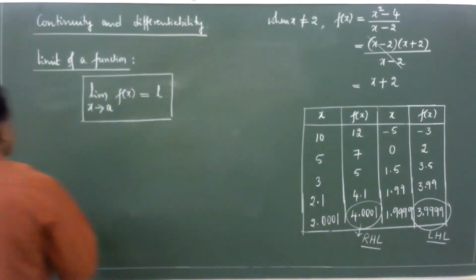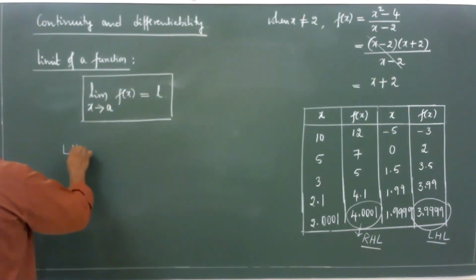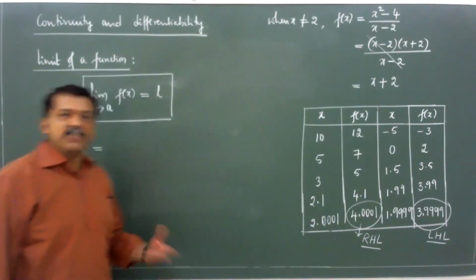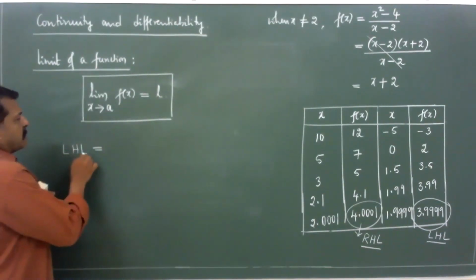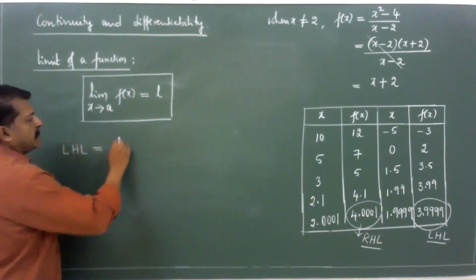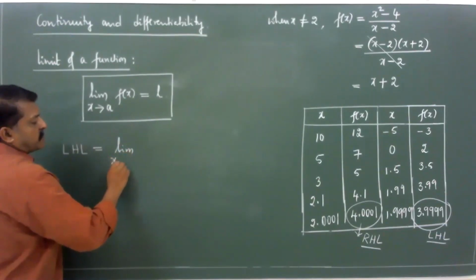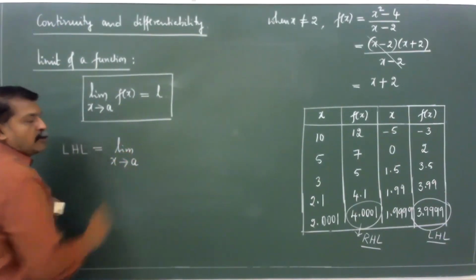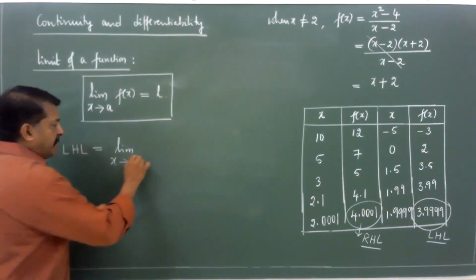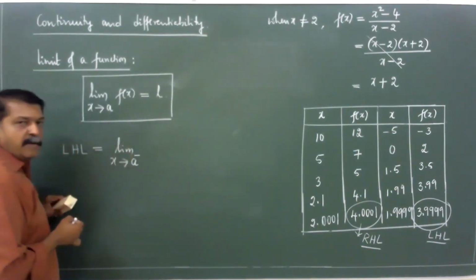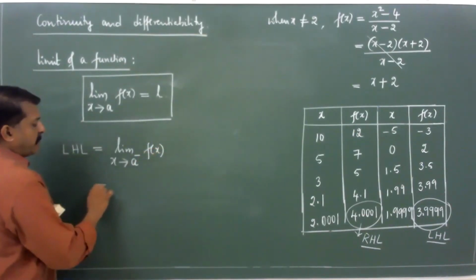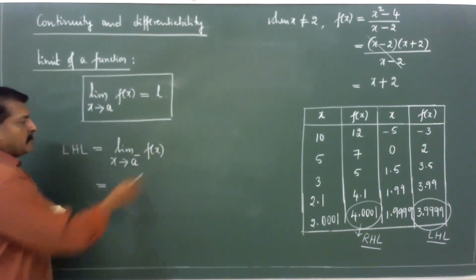Now, with respect to your LHL and RHL, how have we defined LHL and RHL? In general, LHL means, suppose a is the reference point. How to define left hand limit? It is limit x tends to a through the values which are lesser than a. That we denote as x tends to a minus, f of x. This is how we define left hand limit.